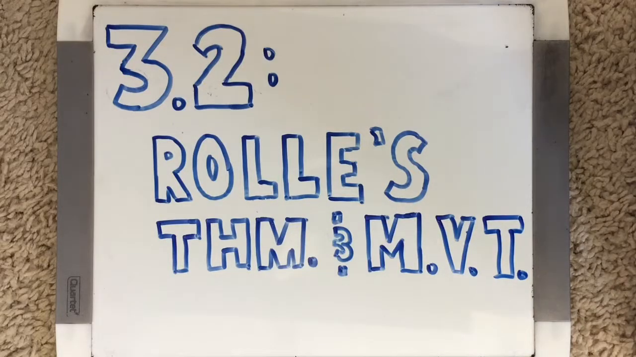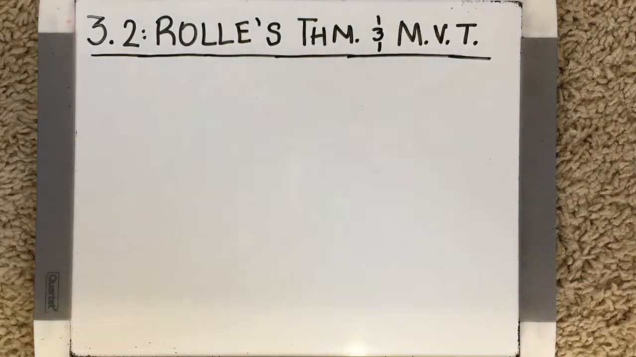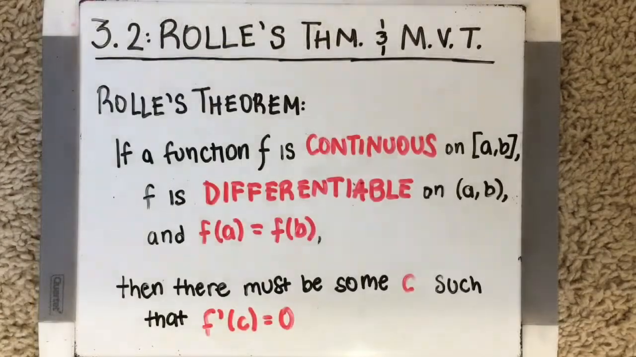3.2. Rolle's theorem and the mean value theorem. There are two more theorems associated with extreme values, Rolle's theorem and the mean value theorem, or M.V.T. Rolle's theorem states that if the function f is continuous on the closed interval from a to b, f is differentiable on the open interval from a to b, and f of a equals f of b, there must be at least one c value such that f prime of c is 0.